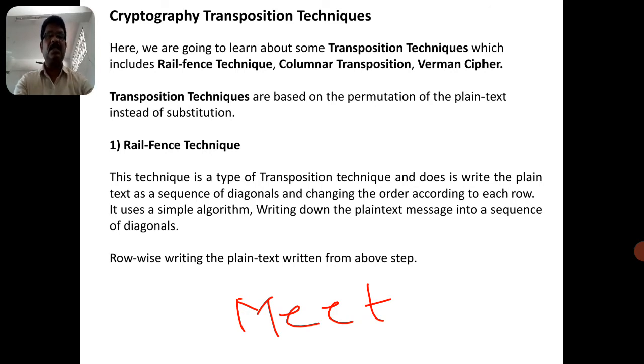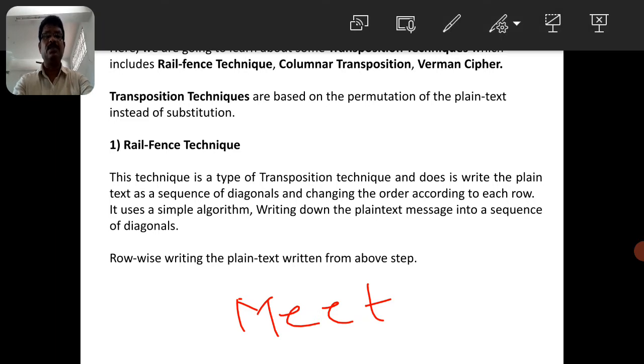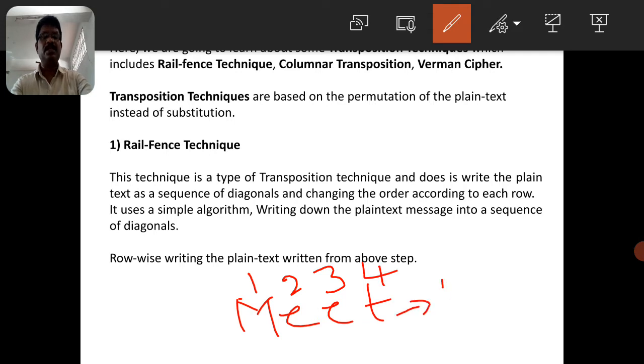Coming to the transposition technique, each element in the plain text is rearranged. That means here we don't map an element to another element; in the transposition, we change the position of the elements. For example, here M position is 1, E position is 2, E position is 3 and T position is 4. In the transposition, I just take E, T, M and again E. So MEET should be converted like this. That means the elements are not changed in the plain text, but the element positions may change.